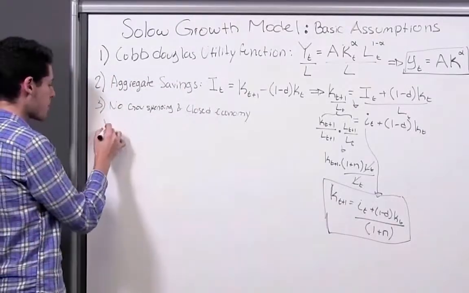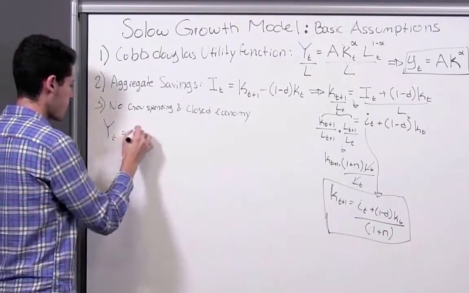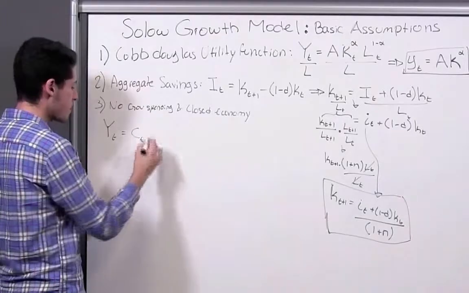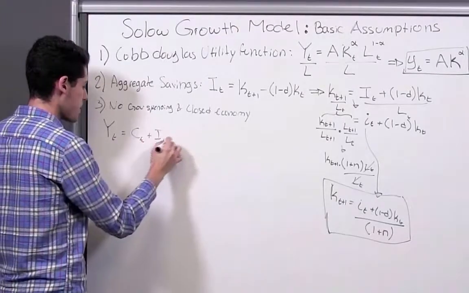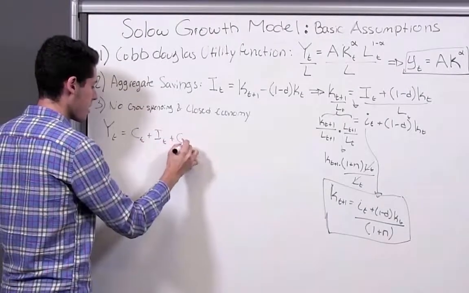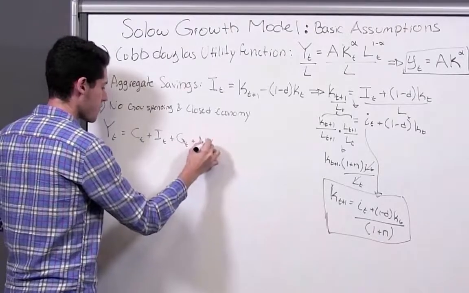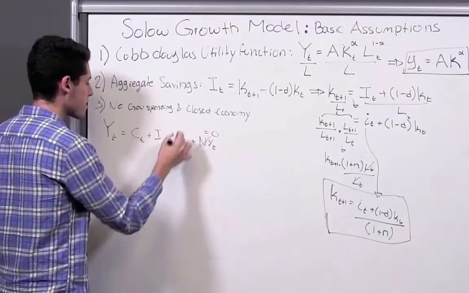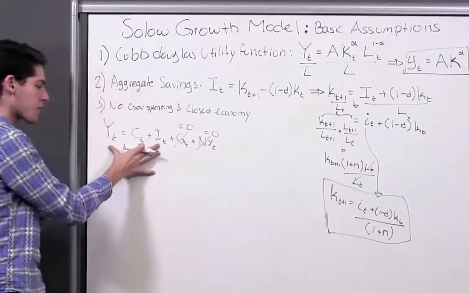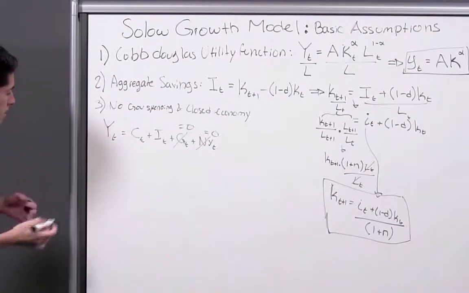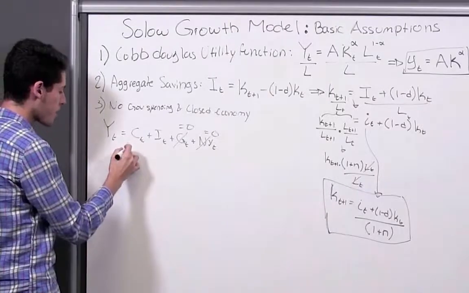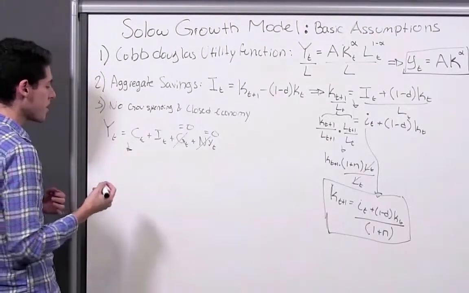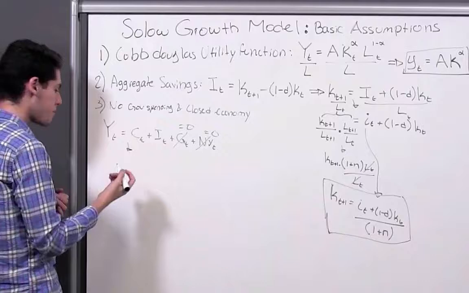Well, in our typical GDP function, we have output is equal to consumption plus investment plus government spending plus net exports. Well, this is going to be equal to 0, so it disappears. This is going to be equal to 0, so we're just going to be left with this. And from here, we can alter this equation by subtracting consumption on both sides.